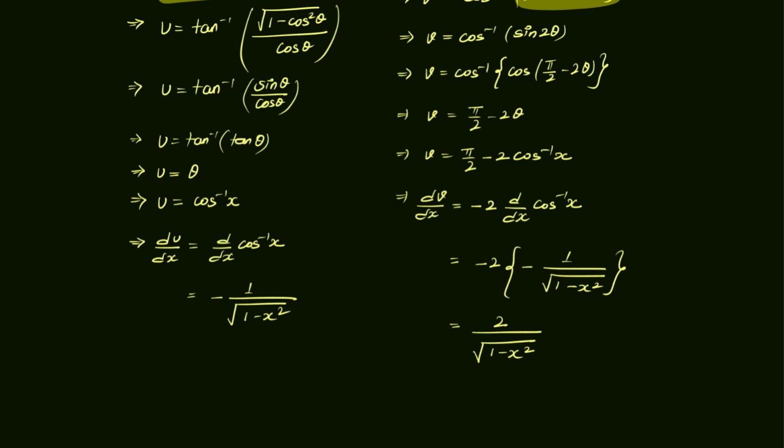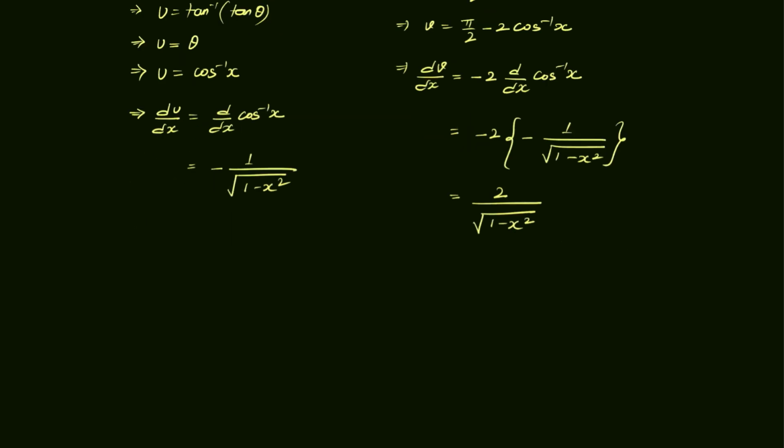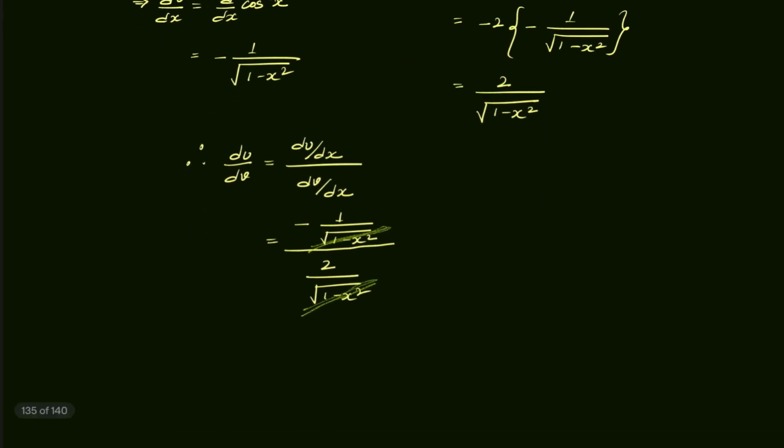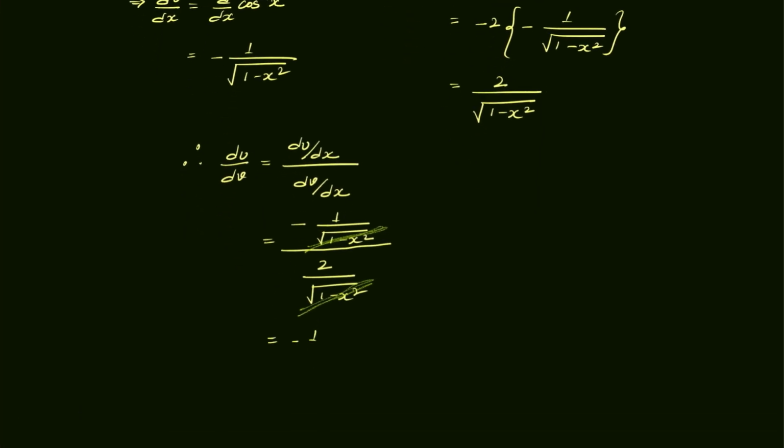Now since I have the value of du over dx and dv over dx, and I have to find du over dv, therefore du over dv can be written as du by dx whole divided by dv over dx. So du over dx is minus 1 by square root of 1 minus x square whole divided by dv by dx is 2 by square root of 1 minus x square. So here square root of 1 minus x square got cancelled, and hence du over dv equals minus 1 by 2.